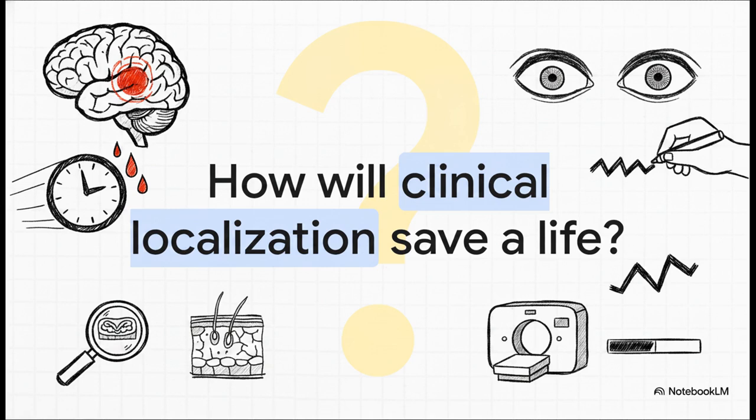By spotting a specific eye deviation, or recognizing those pinpoint pupils, or catching early ataxia, you instantly become the anatomical detective. You narrow down the cause, you anticipate the complications, and you accelerate life-saving treatment.